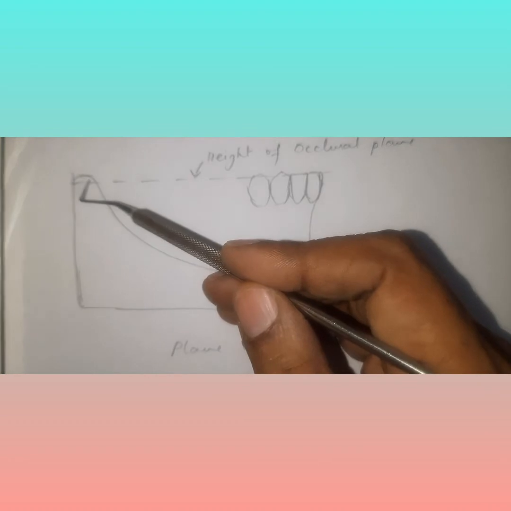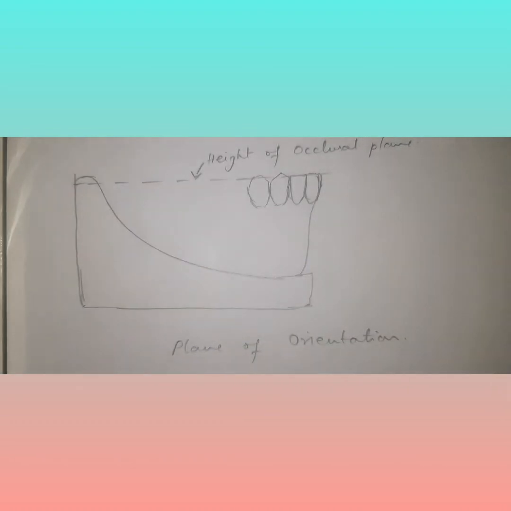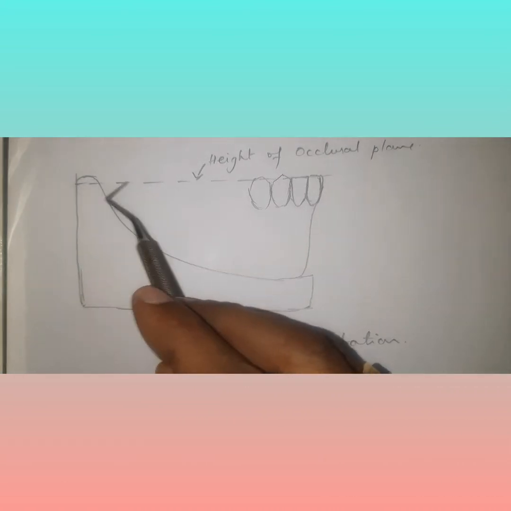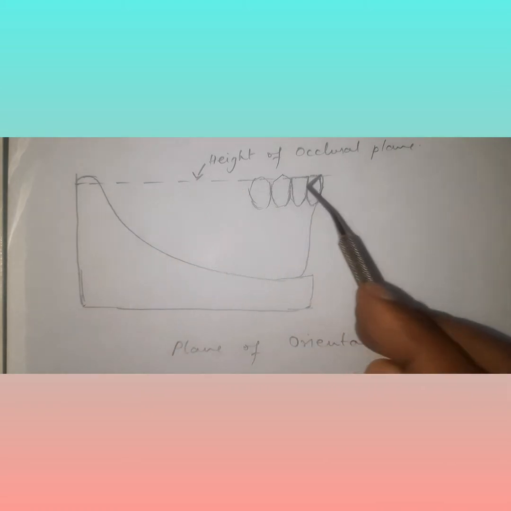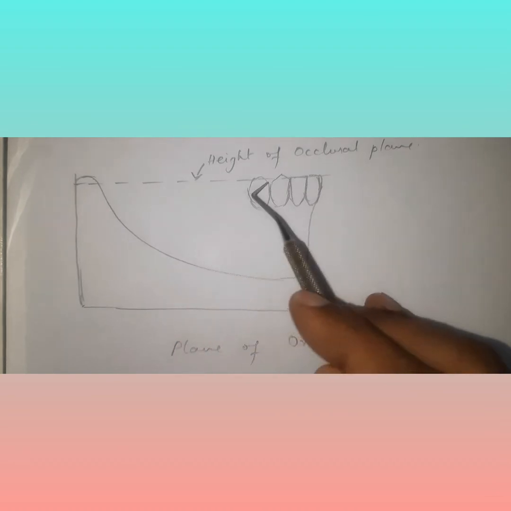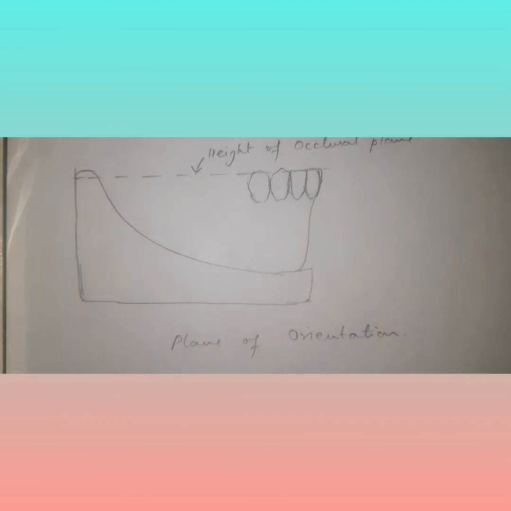Also on the retromolar area in the cast, you are going to mark the anterior two-thirds of the retromolar pad, and you will draw one line that should be parallel, and all your incisal and occlusal tips should be contacting that. So that is the height of the occlusal plane.